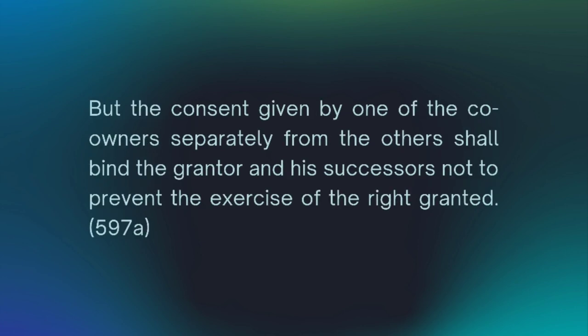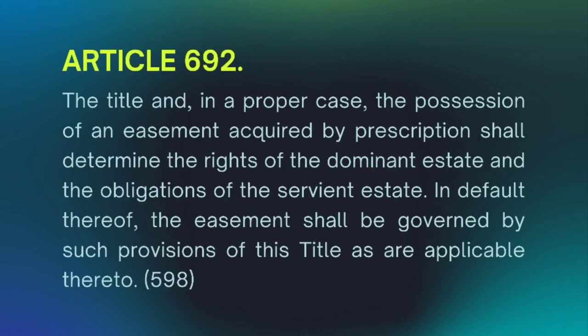But the consent given by one of the co-owners separately from the others shall bind the grantor and his successors, not to prevent the exercise of the right granted. Article 692. The title and, in a proper case, the possession of an easement acquired by prescription shall determine the rights of the dominant estate and the obligations of the servient estate. In default thereof, the easement shall be governed by such provisions of this title as are applicable thereto.